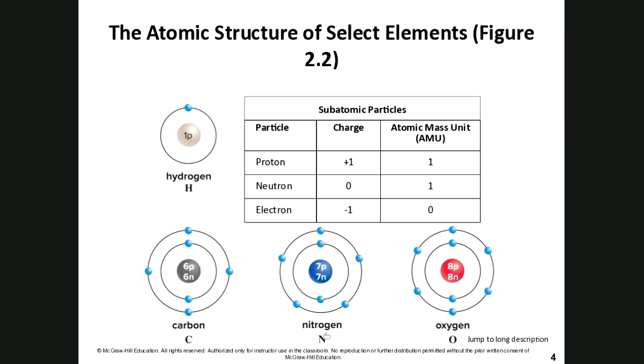And then we have nitrogen. Notice how the first shell still only holds 2. That's the maximum amount that it can hold, but the second shell has 1, 2, 3, 4, 5. So it's got 1 more electron than carbon. If we go over here to oxygen, it has an atomic number of 8, with 8 protons and 8 neutrons, and we have 2 electrons in the innermost shell. The maximum it can hold is 2, and on the outside we have 6 electrons in the second shell.